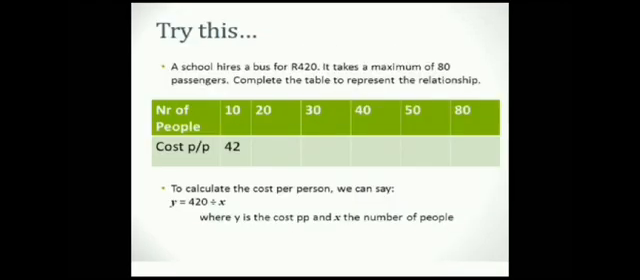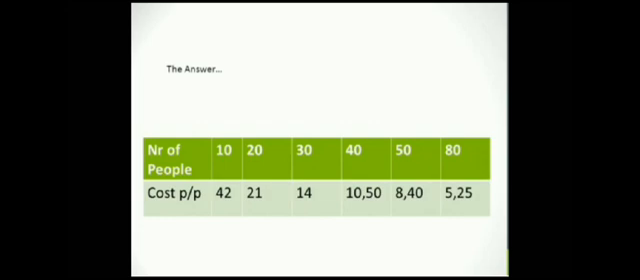A school hires a bus for rupees 420. It takes a maximum of 80 passengers. Complete the table to represent the relationship. Here the number of people is 10, then the cost per person will be 42. To calculate the cost per person, we can say y = 420 divided by x, where y is the cost per person and x is the number of people. So, as you can see, as the number of people increases, the cost per person decreases. 20 to 21, 30 to 14 and so on.